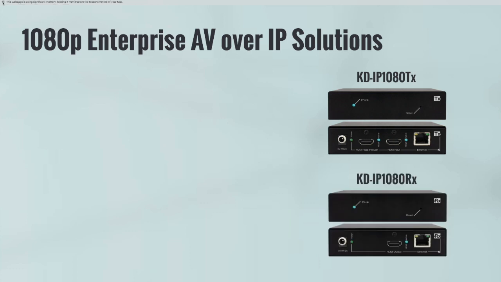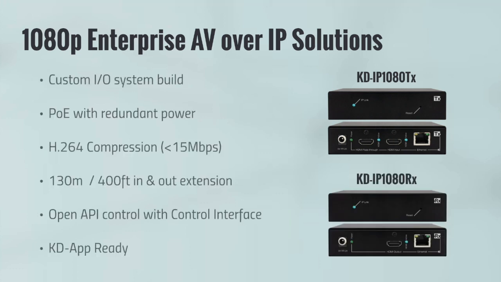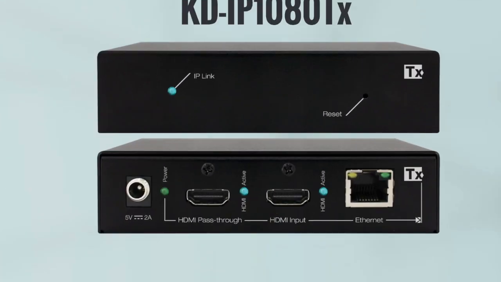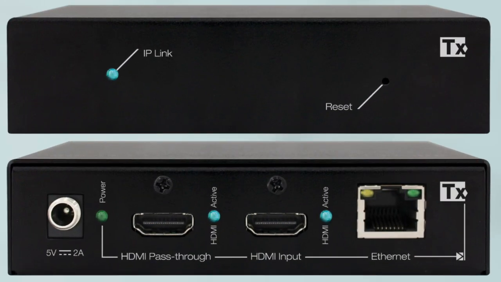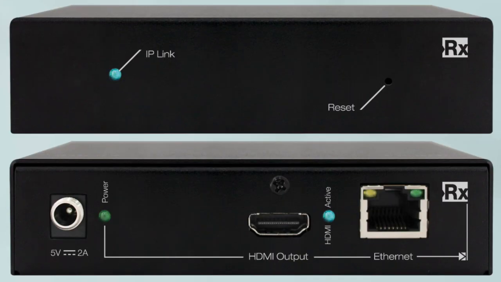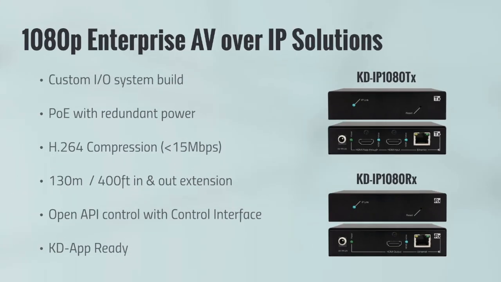KD-IP1080Tx and IP1080RX allow you to build custom input-output systems using one transmitter per video source and one receiver per video display. Each transmitter has HDMI input, an HDMI pass-through, and a redundant power connection. The power supply is included in the box, and it does not damage the unit to connect both the power supply and be feeding PoE power from the network switch.